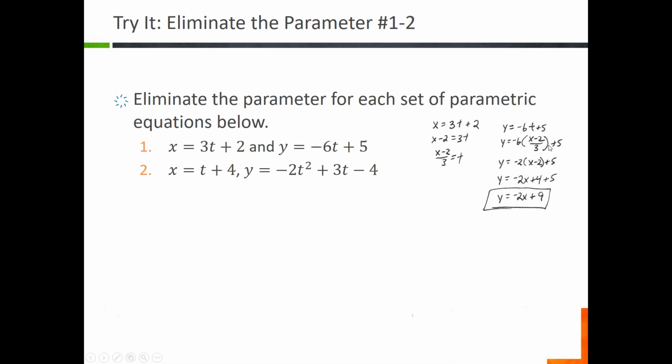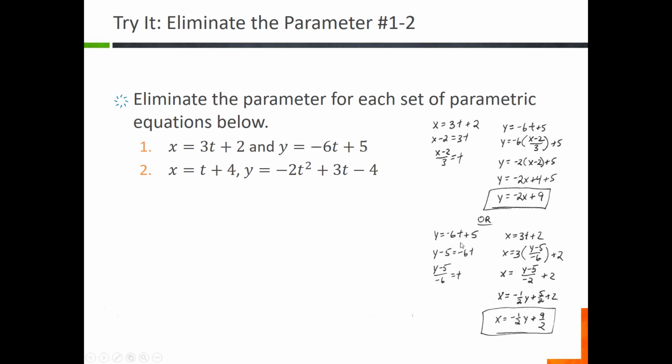We have eliminated the parameter, but we can go ahead and simplify it down, and we get this linear equation here. And again, this one is pretty easy. We could do it in the reverse. We could take the y equation, solve it for t, and then once we do that, plug it into the x equation and simplify. So again, here we get another linear equation. And if you compare these two, they're the same equation, just this is solved for y and this one is solved for x. We look at the second example here.